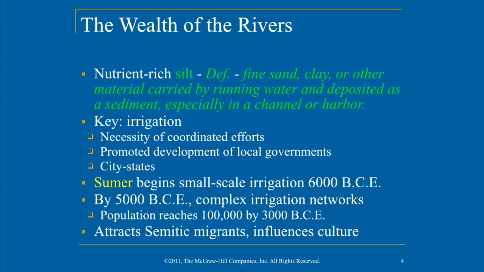The key comes from irrigation. Now, irrigation is the cutting away from a river of channels that deliver water to fields, for example. The necessity of coordinated efforts. You need to coordinate people. If we were to build an irrigation system from, for example, your house through your hose on the outside of your house, we would need to find a way to do it efficiently, right? If I just took a knife and started stabbing into the side of your hose and draining water out of the side, you're not going to get water at the very end.